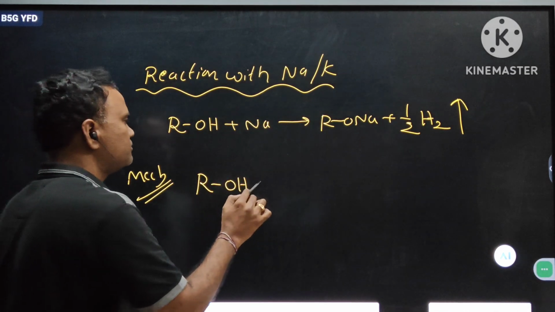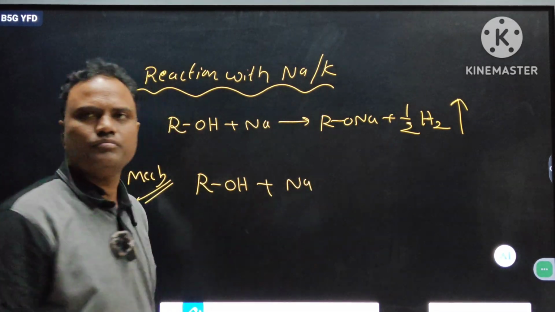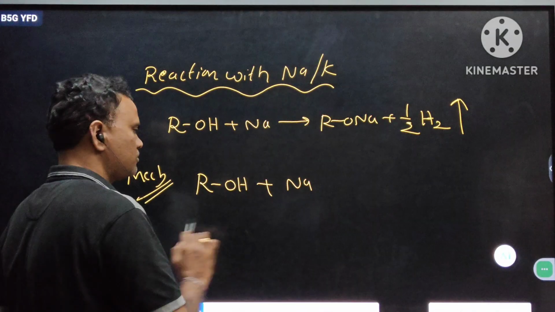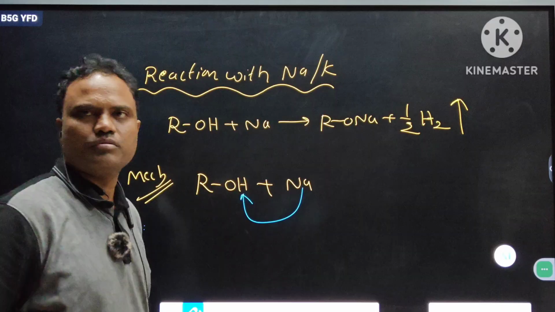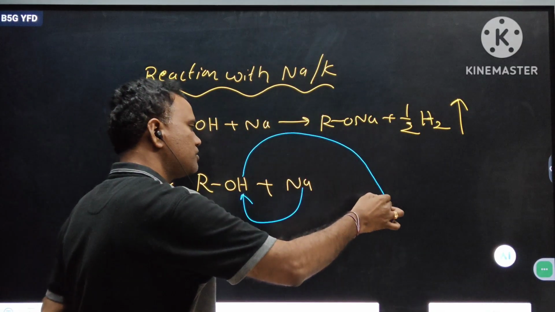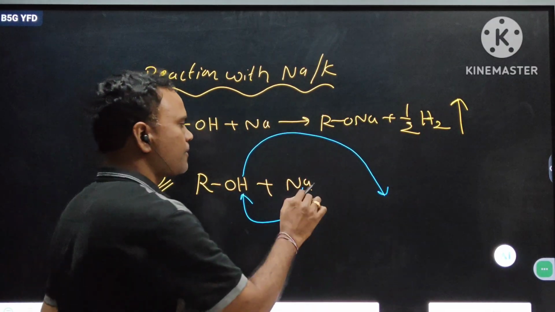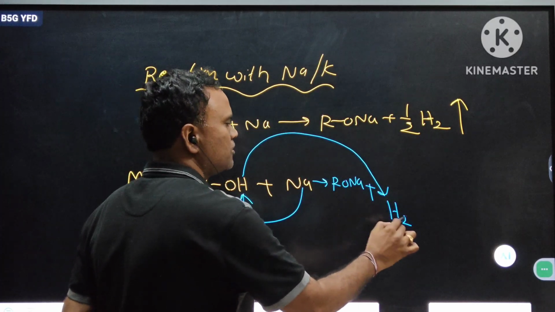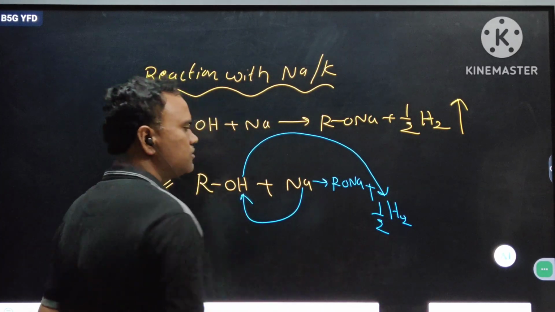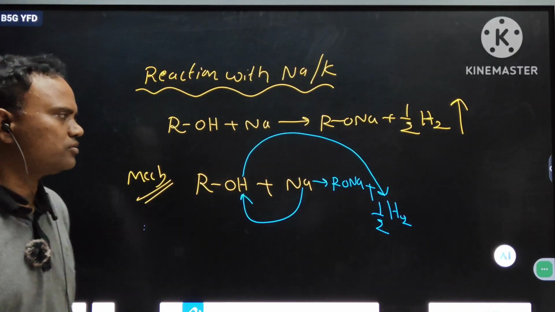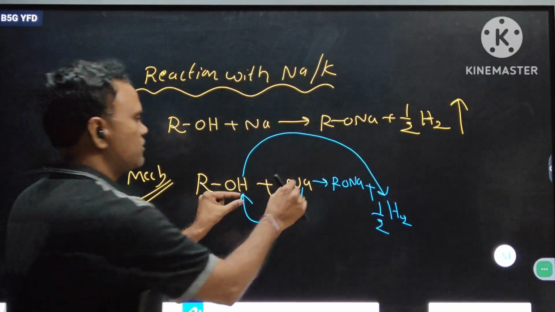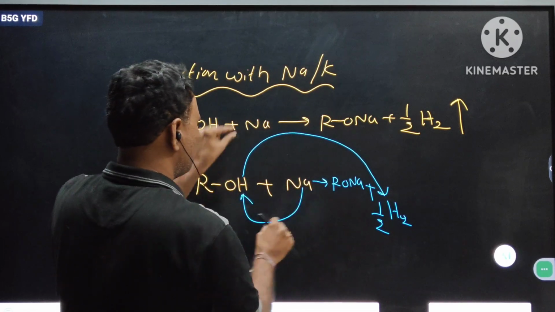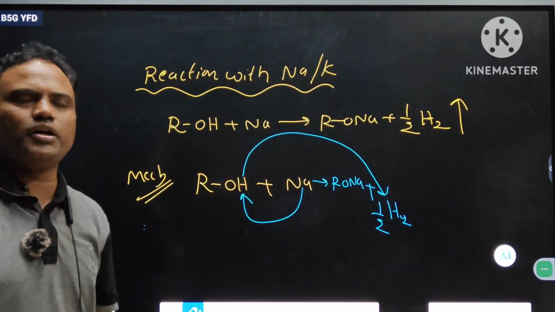Shortcut mechanism. The sodium metal replaces the hydrogen. Hydrogen will come out as a gas. RONa plus H2, but balancing. To balance, we are writing half H2. Remove hydrogen and replace with sodium.